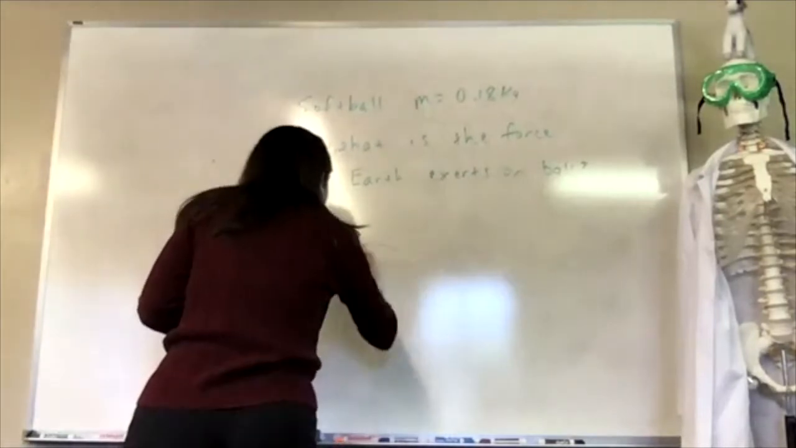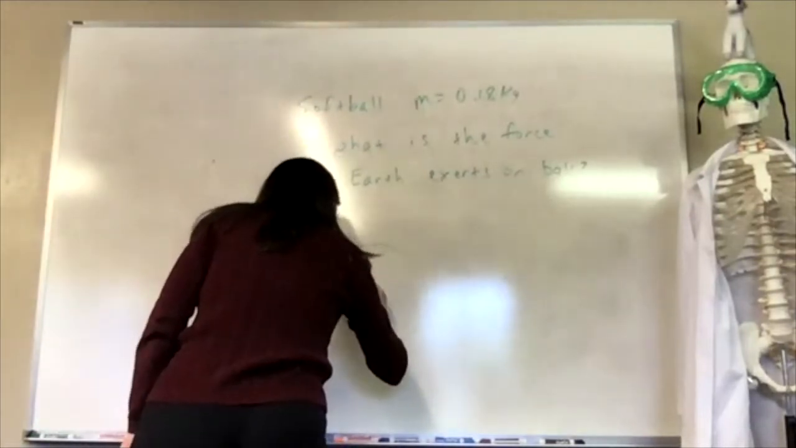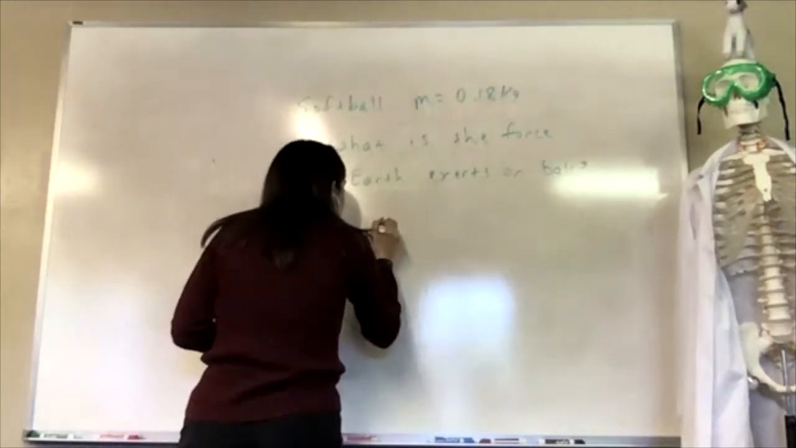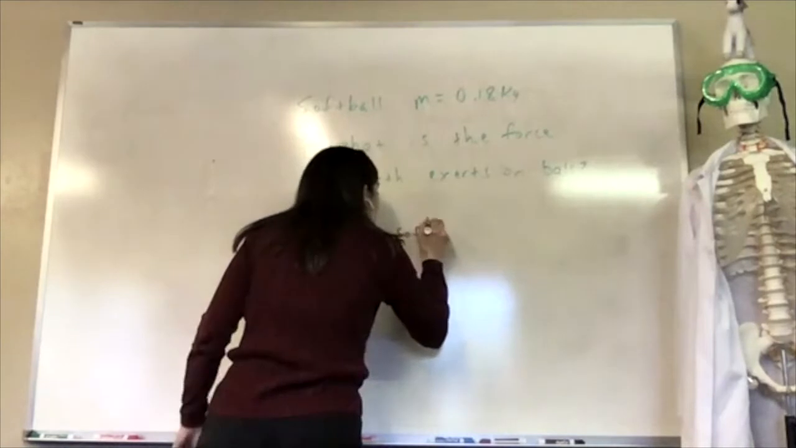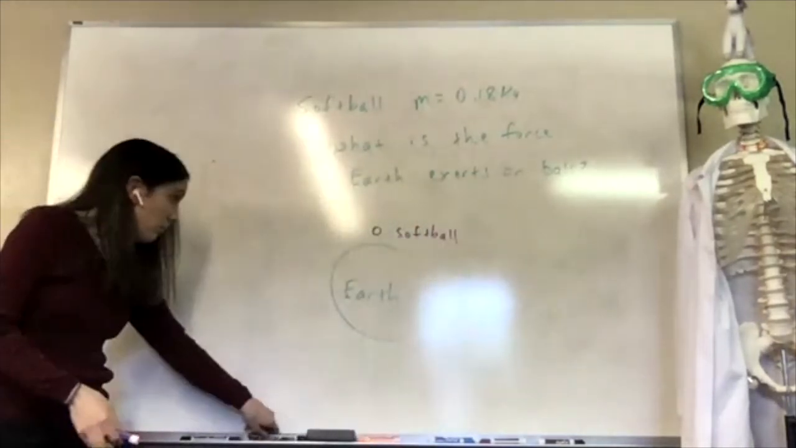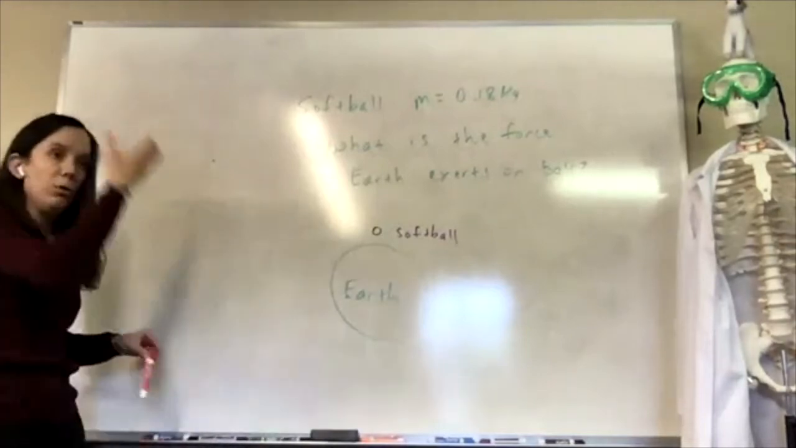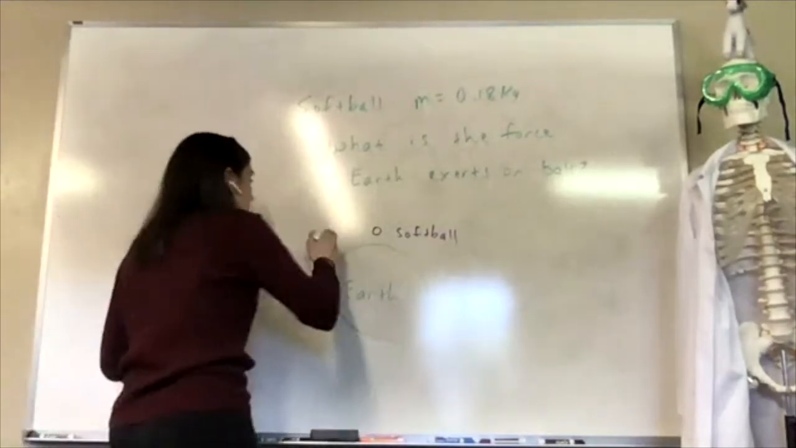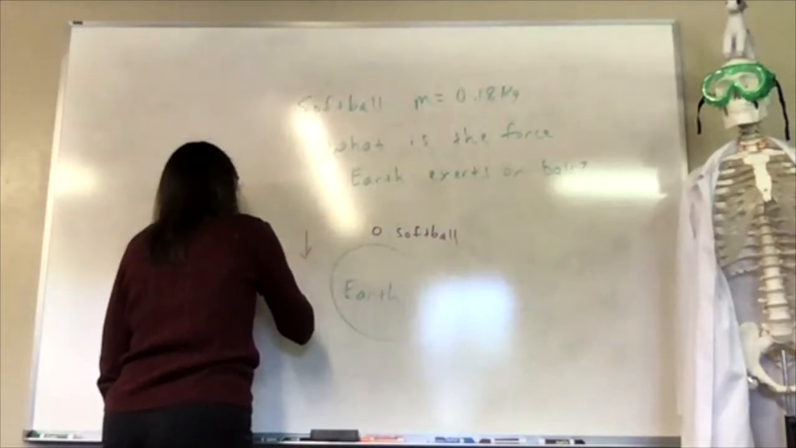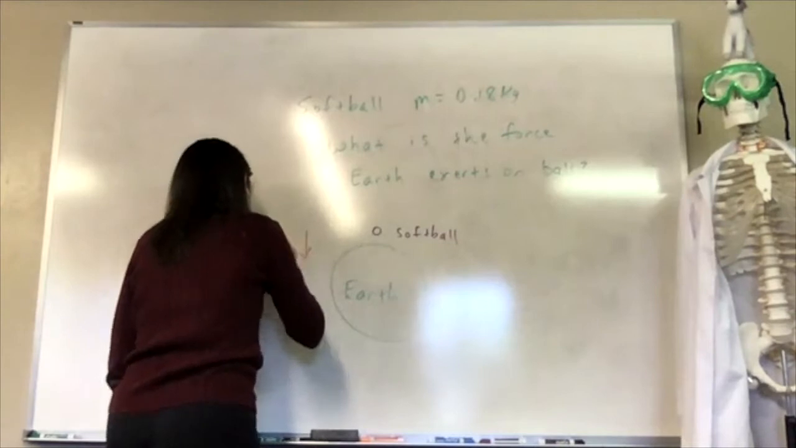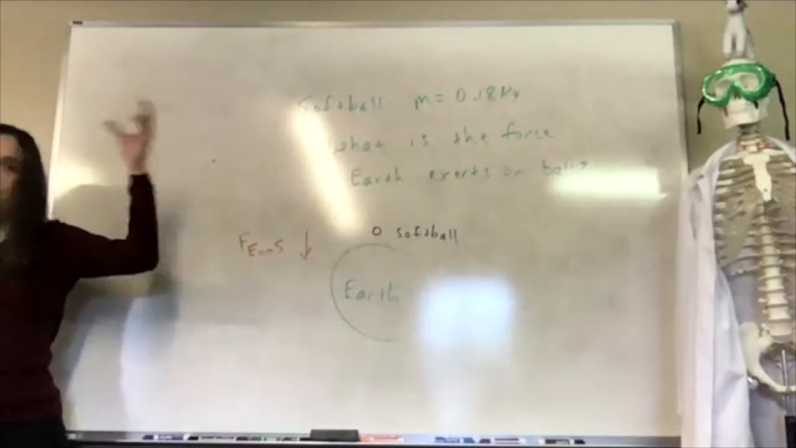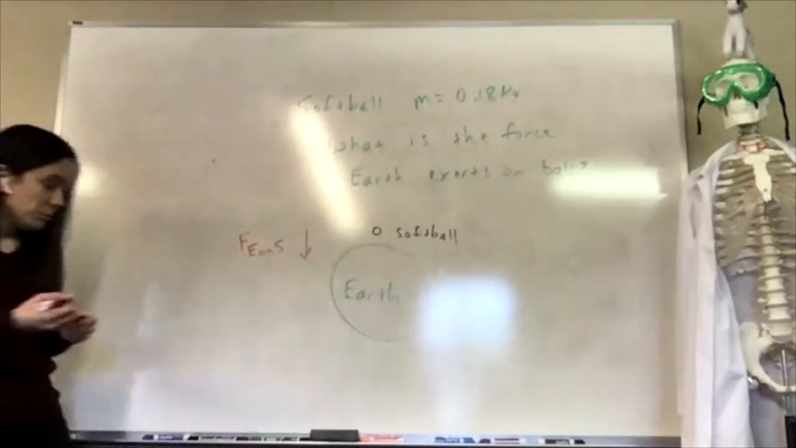So let's think about this. Earth pulls the ball downward. So it's above ground right now. We know that there's a force that pulls the softball to Earth. So we can say that there's a force of Earth on the softball. I'll just say E on S. So the force of the Earth on the softball pulls the softball towards the Earth.